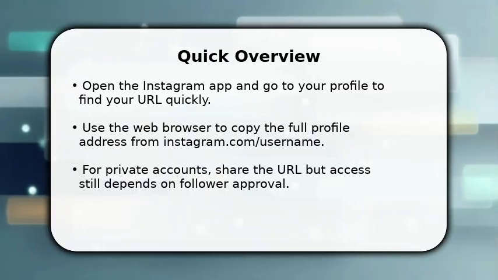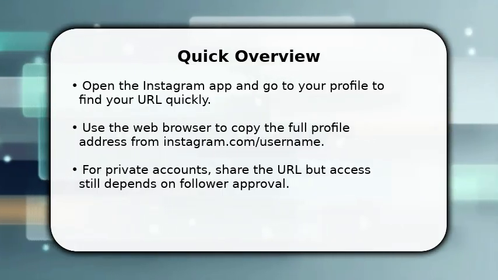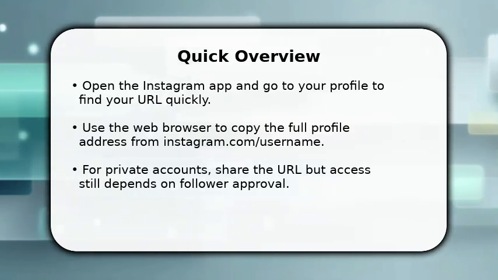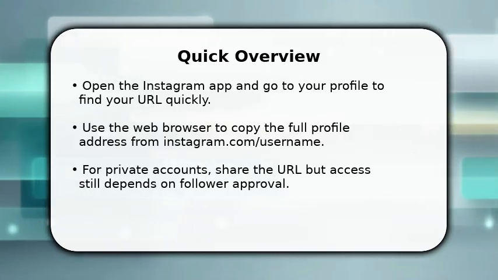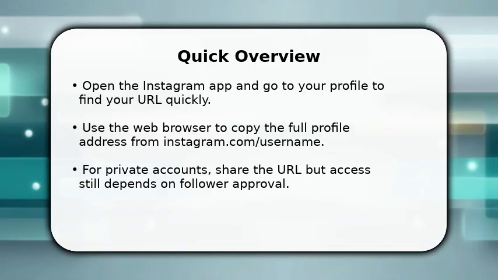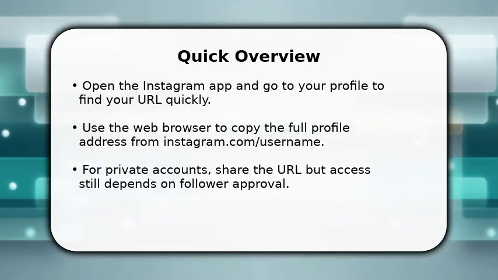In this video, I will show how to get your Instagram URL. Open the Instagram app and go straight to your profile page, then tap the three lines and choose Settings. From there, select Account or Sharing to copy your username, or use the browser option to view Instagram.com/yourusername and copy the address bar. I'll guide you through both app and web methods so you can share your profile link with confidence and ease.